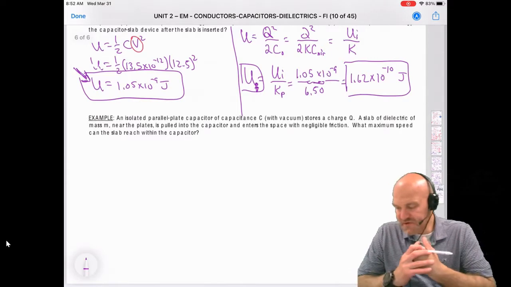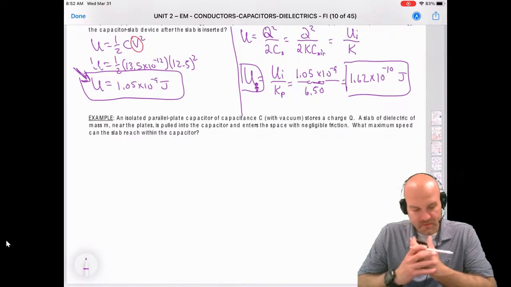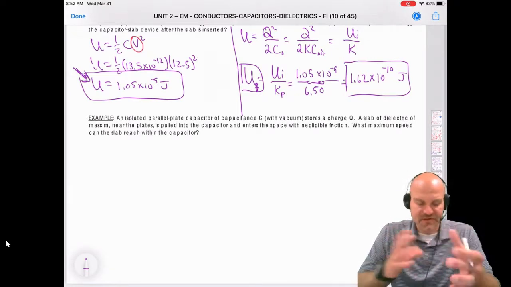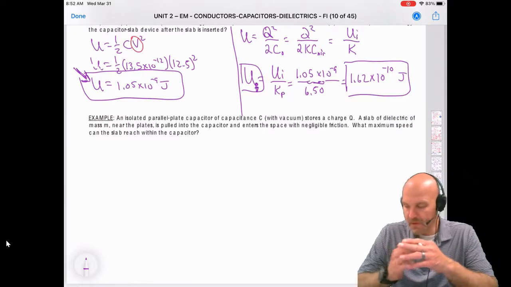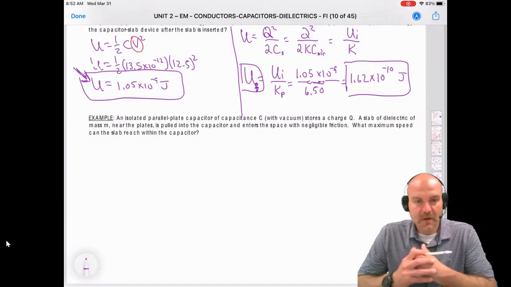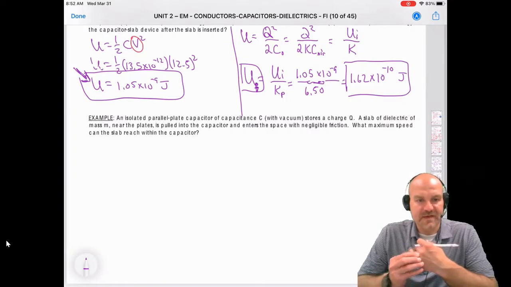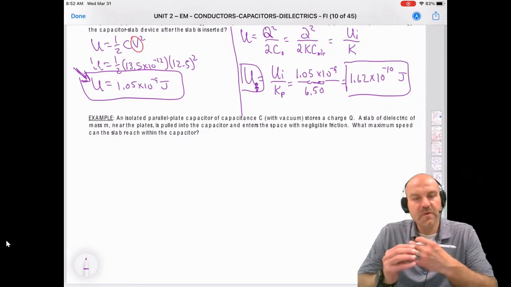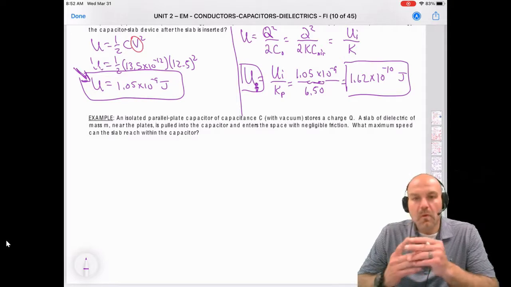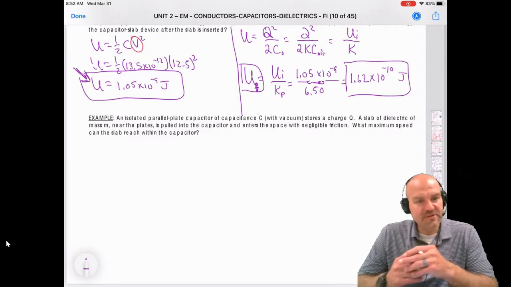All right, here's the last problem for the dielectric section. It's just a quick, short problem. An isolated parallel plate capacitor of capacitance C with vacuum stores a charge Q. A slab of dielectric of mass M near the plates is pulled into the capacitor and enters the space with negligible friction. What maximum speed can the slab reach within the capacitor?